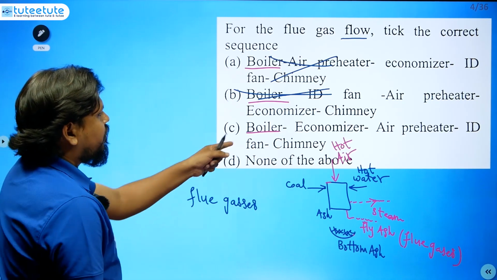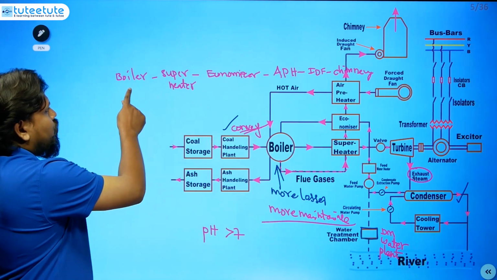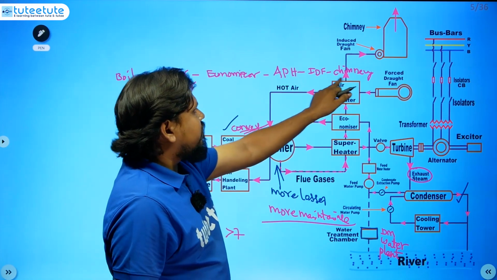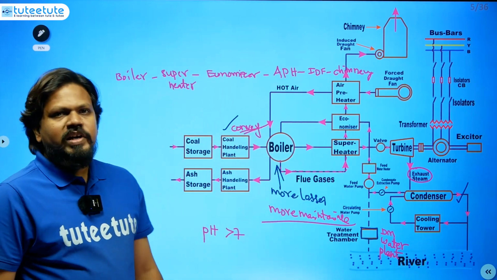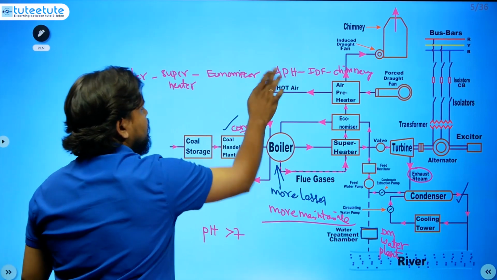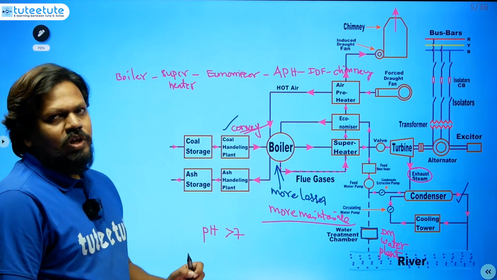They have given five elements here, but here you see boiler, superheater, economizer, air preheater, induced draught fan, and chimney. So this is the complete order. Sometimes they may give only three of these, like that, but you have to remember the order.